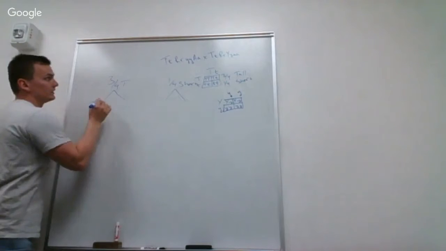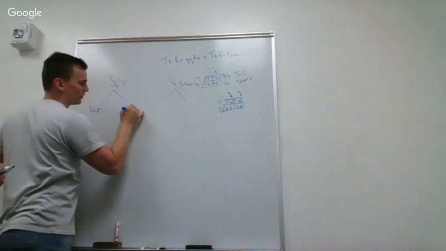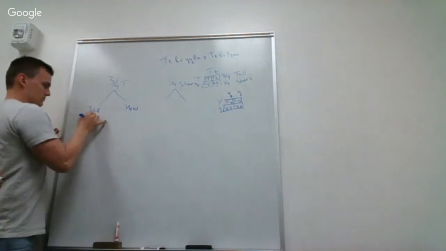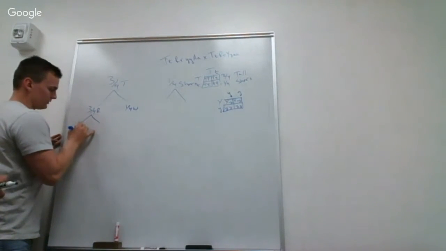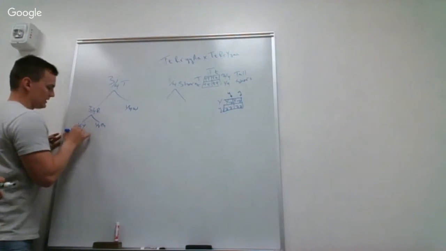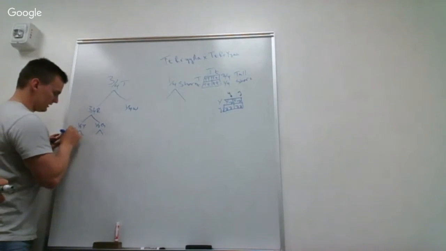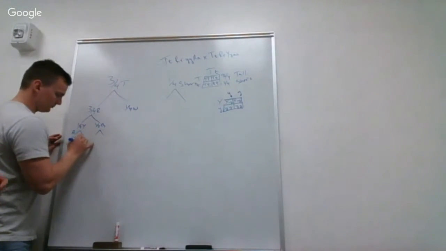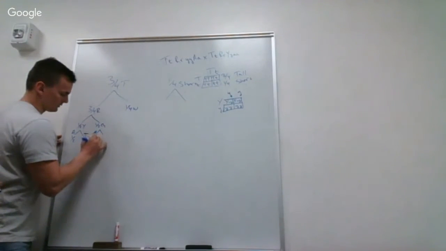3 out of 4 is round. Is that what I mean? Round. And wrinkled, 1 out of 4 is wrinkled. And then yellow and green: 1 out of 2 is yellow, 1 out of 2 is green. And then the last one is 1 out of 2 is axial. Axial, and then terminal.